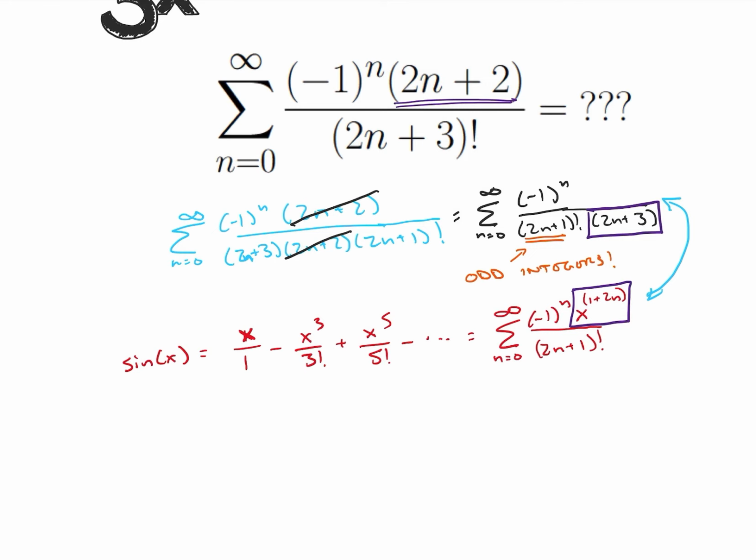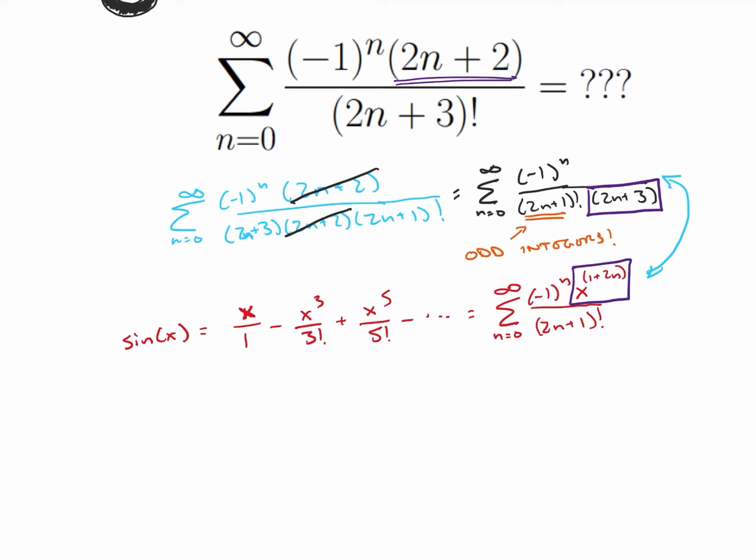If you pause the video, you might be able to figure it out, but what if I had x times sine of x? Then x times sine of x would give me the sum from n equals 0 to infinity. I'm just multiplying this thing by x, so I'm going to have x^(2+2n) divided by (2n+1)!. Now, this is a little bit of magic, but I'm going to take the integral from 0 to x dx of this, and the integral of the right side.